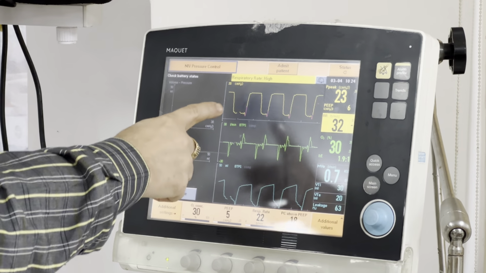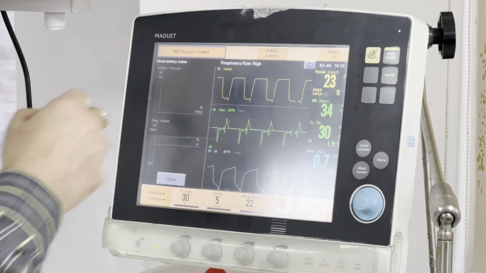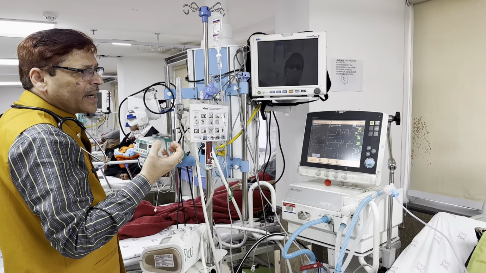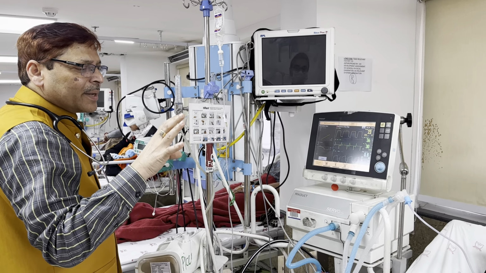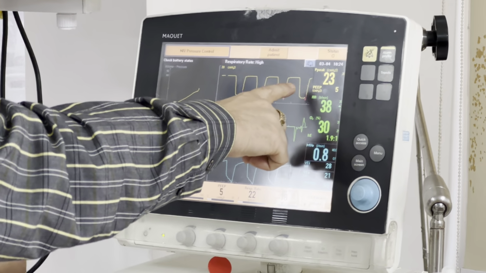And you can see the pink color which is going down. Going down means the child is taking a breath. When the child is taking a breath, there is negative pressure in the system. But when the ventilator is giving a breath, it is giving positive pressure ventilation. So this is pressure time.